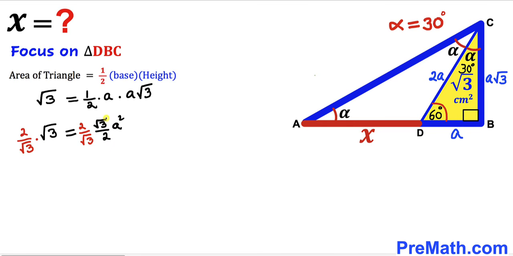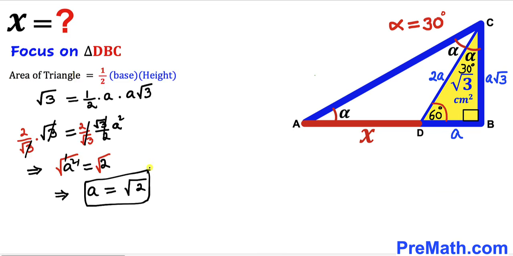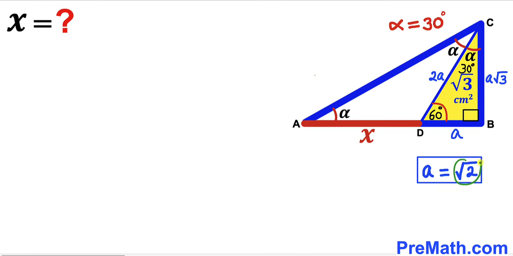And here we can see this whole thing cancels out with this one, and over here this square root of 3 is gone with this square root of 3. So therefore our a square value simply turns out to be 2. And now I'm going to undo this square by taking the square root on both sides, and here we can see this square and square root undo each other. So therefore our lowercase a value turns out to be positive square root of 2 centimeter. So thus our lowercase a value turns out to be square root of 2.